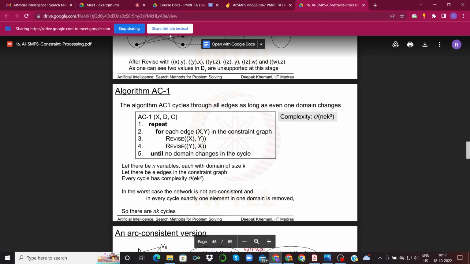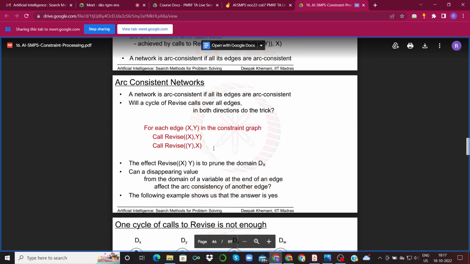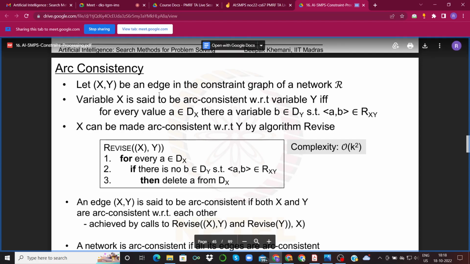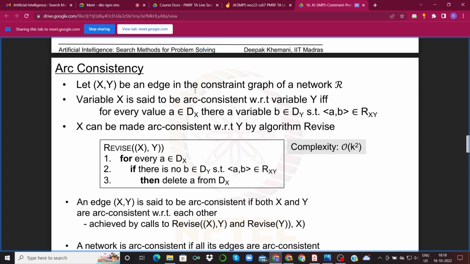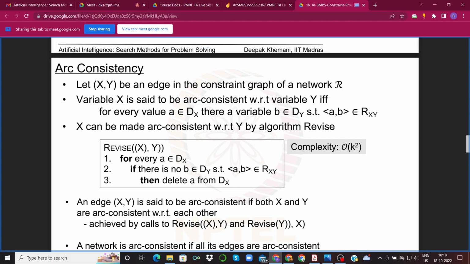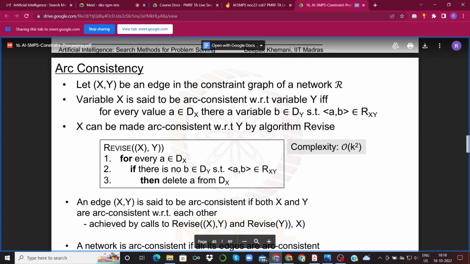Okay, let's revisit the lectures that the professor used in his slides and see when arc consistency is true. First of all, we form a constraint graph. Then we connect each element from the domain to another element from the other variable's domain, which are connected by a particular relation or constraint. Then we say that variable x is arc consistent with respect to variable y if for every value a belonging to Dx, there is a value b belonging to Dy. This is the procedure for making two variables consistent with respect to each other.